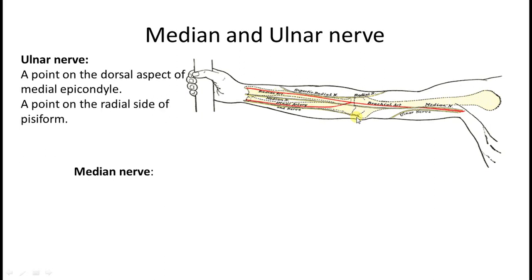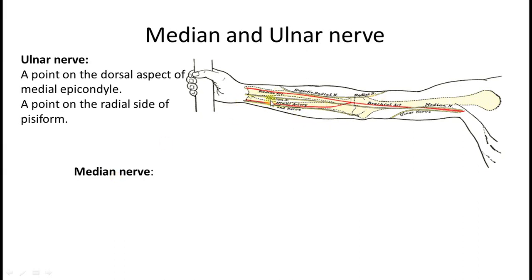On the dorsal aspect of the medial epicondyle, and then you keep a point on the pisiform bone on the lateral side. Don't come to the medial side. Pisiform will be the most medial, so you keep on the lateral side of the pisiform bone. That will give your surface marking for the ulnar nerve. You draw a vertical line connecting these 2 points, and naturally what you get is the ulnar nerve surface marking in the forearm. Then median nerve.